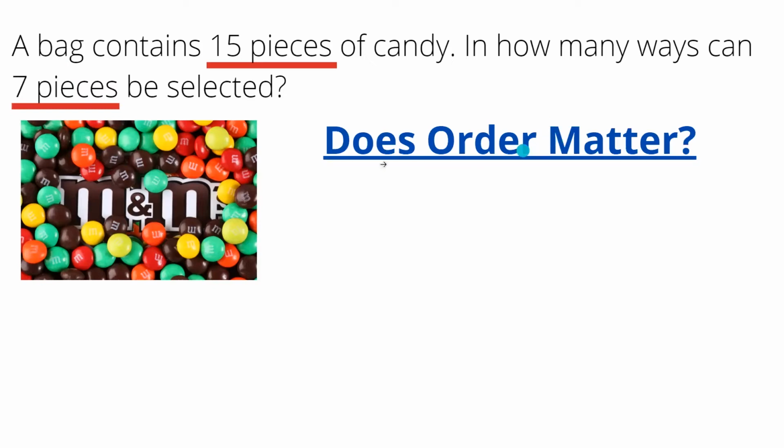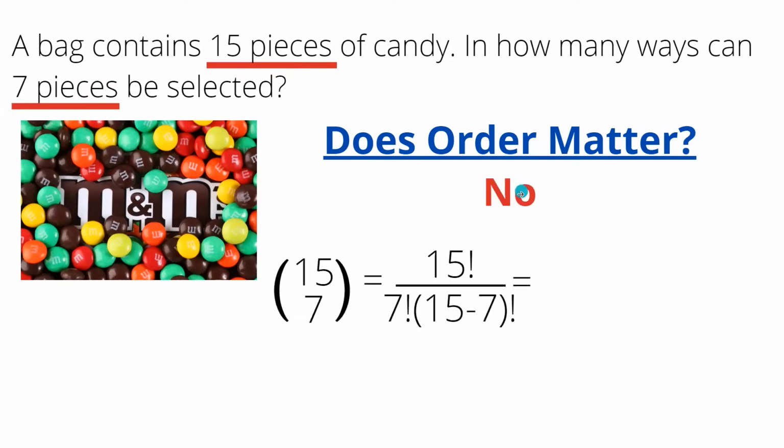So again, the question here is, does order matter? We have 15 pieces of candy, 7 pieces are going to be selected. Does it matter which piece you pick first, which piece you pick second, and so on? So hopefully you got that the answer is no, it does not matter. So that means we can use our combination formula. We're going to take 15 pieces total. We're going to choose 7 of them. You plug it into the formula, and this is what you get.